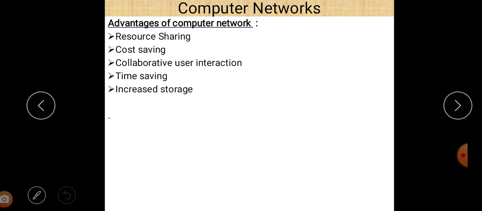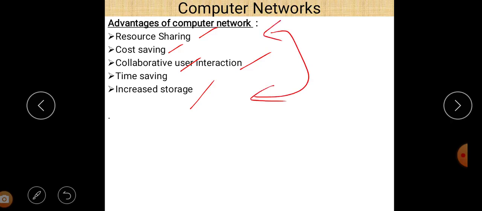These are some advantages of computer networks: resource sharing, cost saving, collaborative user interaction, time saving, and increased storage. I think these are points which need not be defined; you can easily understand them. Resource sharing, cost saving, collaborative user interaction, because more than one user interacts with the others through the computer network. It saves our time, and increased storage capability also, because data is stored in different computers, so large storage is available.